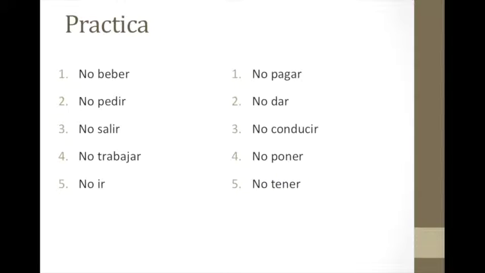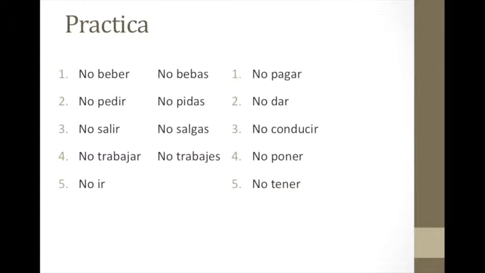So if we did some practice with these, don't drink, flipped ending, start with yo, bebo, drop the o. Opposite ending for an ER verb is as, no bebas. Pedir is an E to I stem change. So yo pido, start with yo, drop the o. Opposite ending for an IR verb is as, no pidas. Salir is an irregular yo go in the present tense indicative. Yo salgo. So we need to drop the O from salgo and then flip the ending, which would be an AR ending for an IR verb, no salgas. Trabajar, flipped ending, no trabajes.